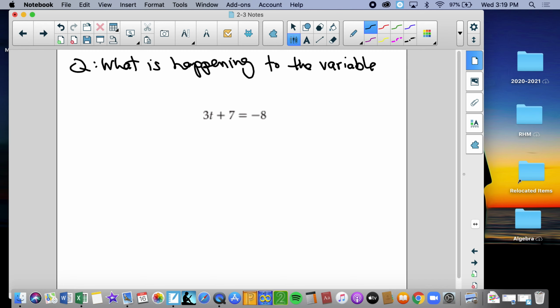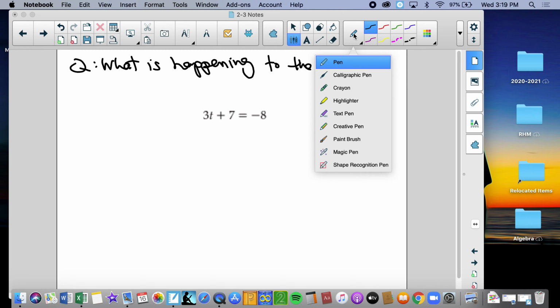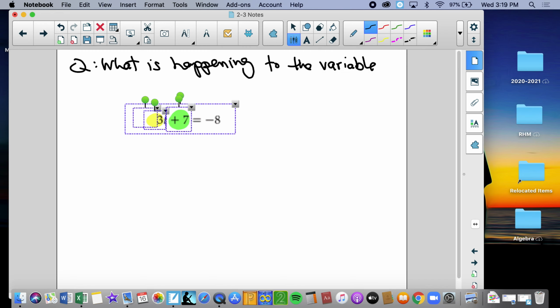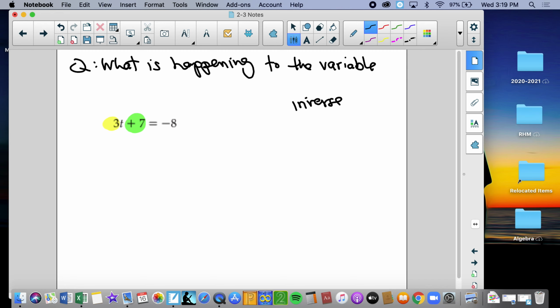So in this case, two things are happening. We have something multiplying. 3 is multiplying the variable. And then we also have 7 being added to the variable. So typically we think, hey, we have to use the order of operations. But that's actually the opposite. What we'll do is we will do the inverse of order of operations.